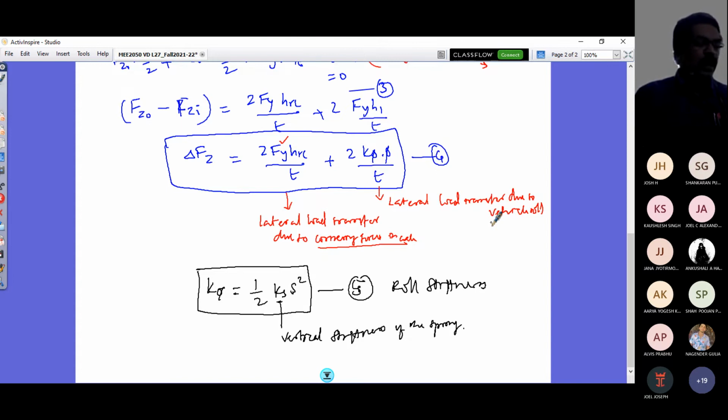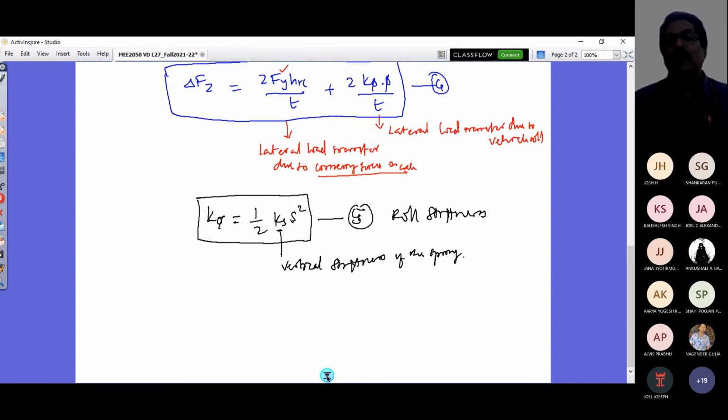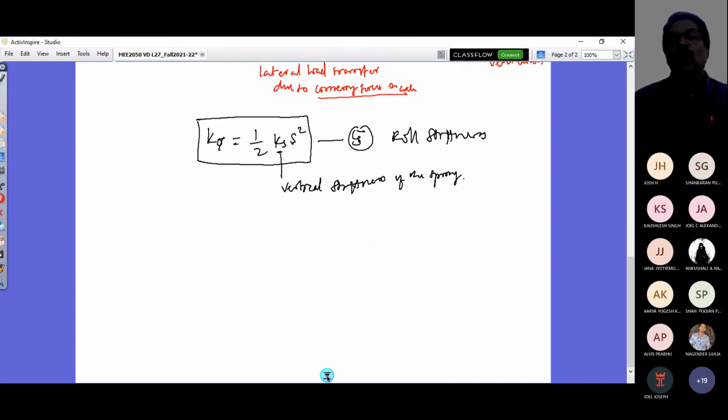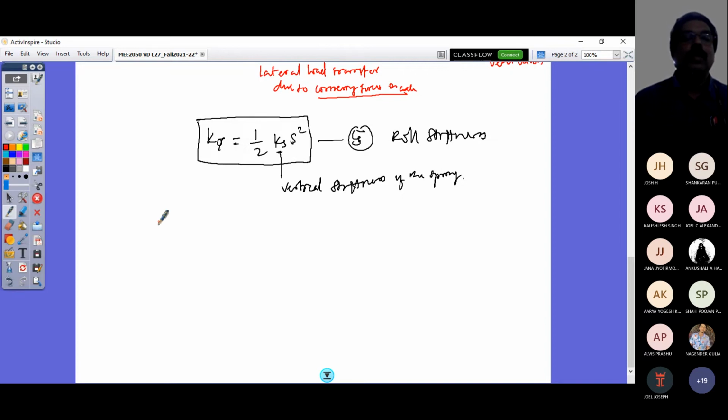So now what I'm going to do is I'm going to consider the important understanding of what is roll moment distribution. That you need to understand.